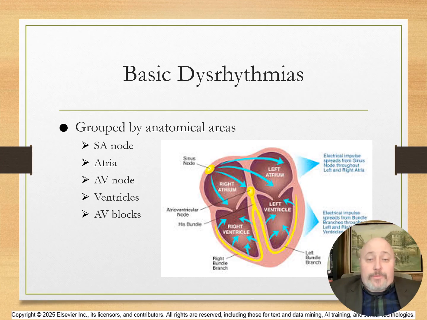The basic dysrhythmias are classified on their site of origin, including the SA node at the top left, the atria, AV node or junctional rhythms, or even a ventricular rhythm.